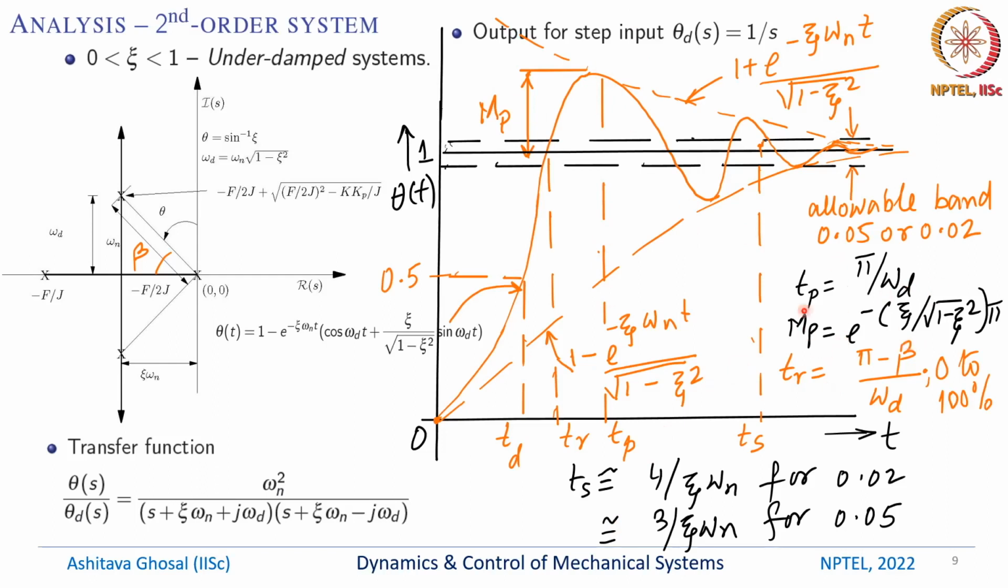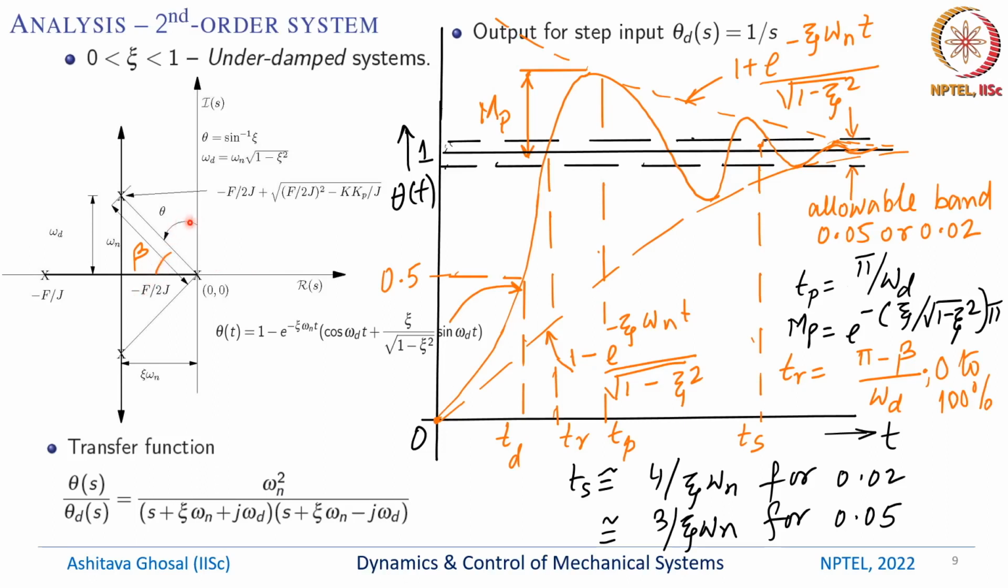Both of them can be found out. In fact, pi by omega d is obtained like that. And Mp can be obtained by substituting Tp in this expression for theta of t, and that is given by e to the power minus psi divided by square root of 1 minus psi square into pi. The rise time can also be obtained for 0 to 100% as pi minus beta divided by omega d, where beta is this angle.